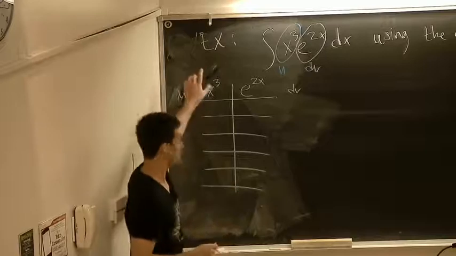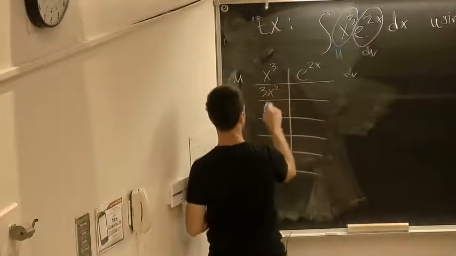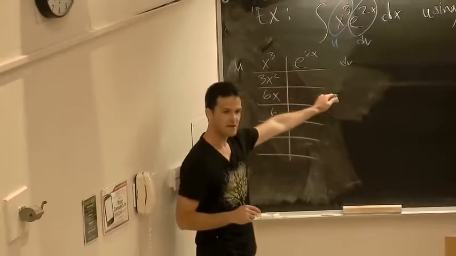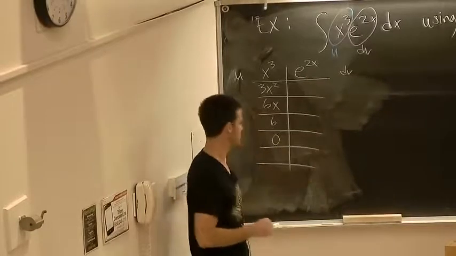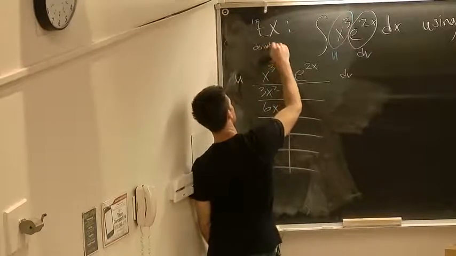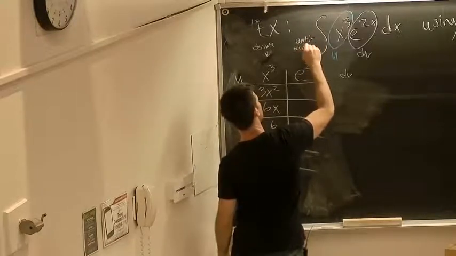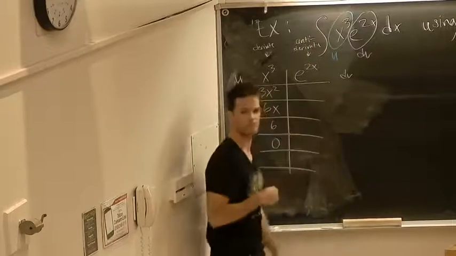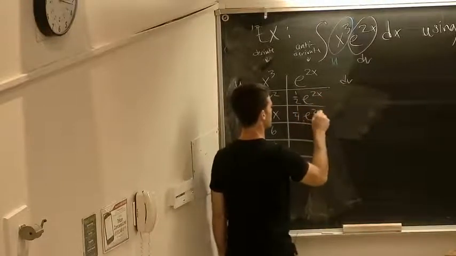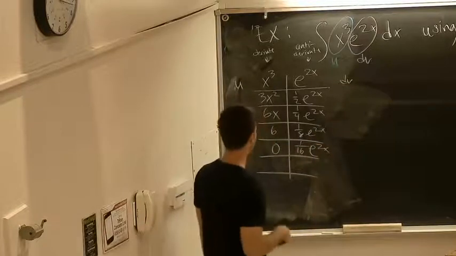On the left side, go down taking derivatives. So I'll get a 3x squared, a 6x, a 6, and a 0. On the right side, you take antiderivatives instead of derivatives. It's like the opposite of what I did on the left side. On this side, you differentiate, and on this side, you anti-differentiate. So the antiderivative of e to the 2x is 1 half e to the 2x, 1 fourth e to the 2x, 1 eighth e to the 2x, 1 16th e to the 2x, and that's all I'm going to need.